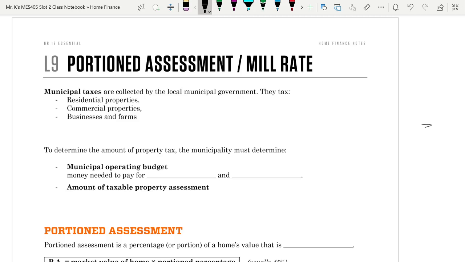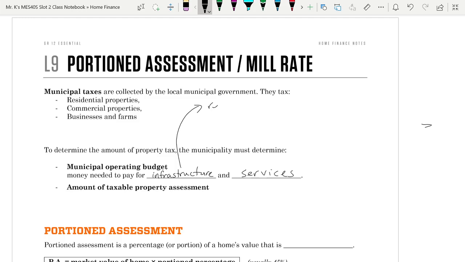Well, your municipal operating budget pays for two main things: infrastructure, that's infra, I-N-F-R-A, and structure, and services. What do these things mean? What does infrastructure mean? What is the infrastructure of the town or the neighborhood you live in?